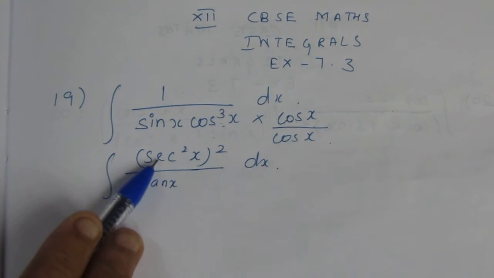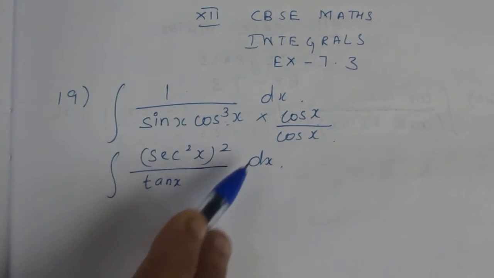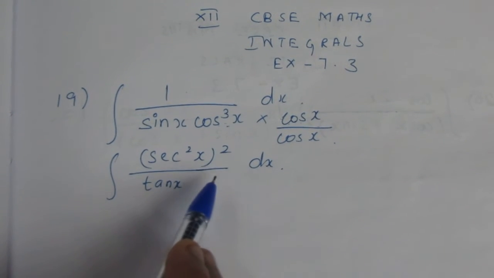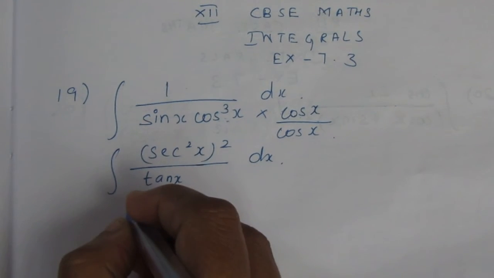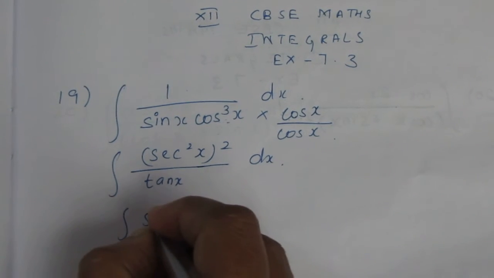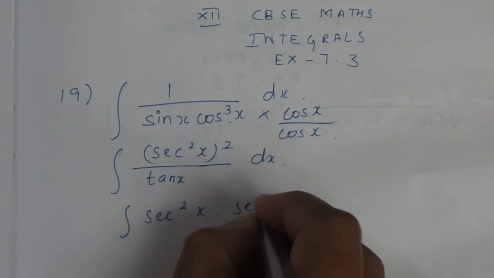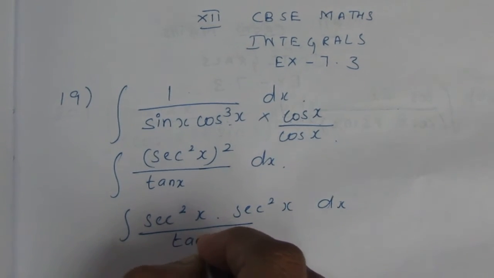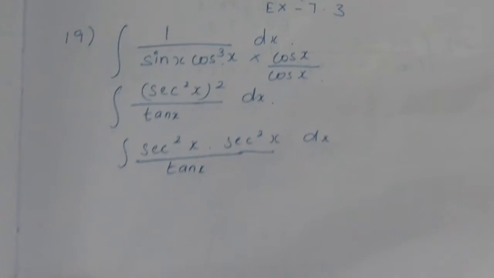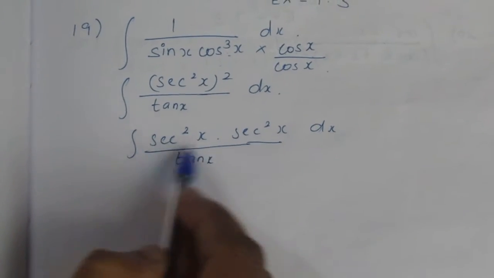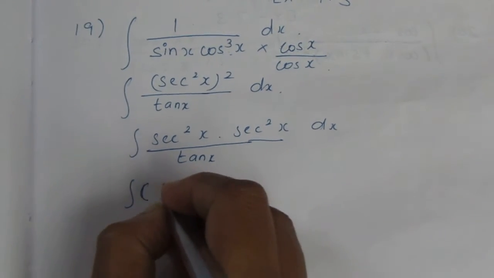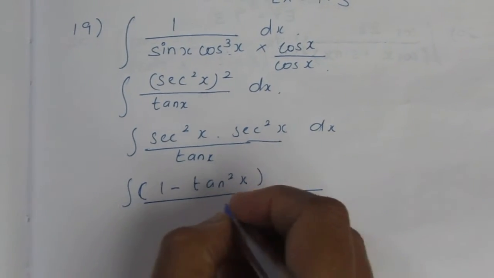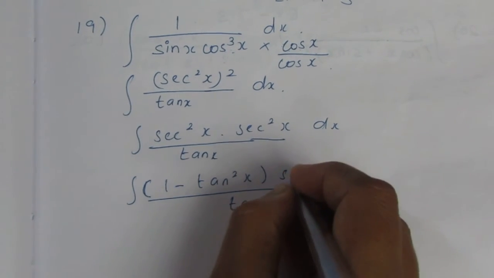Now we know that the differentiation of tan x is secant square x. Now this can be differentiated and written as secant, but the whole square is there. Again du square cannot come, we can't write du square. So I am changing this as secant square x into secant square x dx by tan x. I want only one secant square x, so I am writing it as secant square x into secant square x. This I am changing to 1 plus tan square x by tan x into secant square x dx.